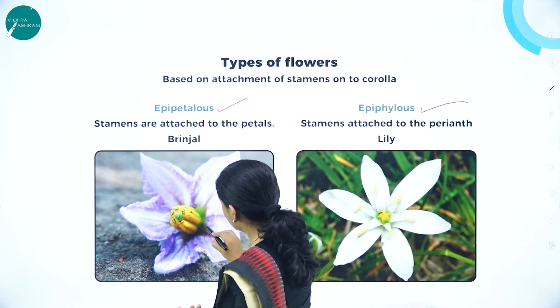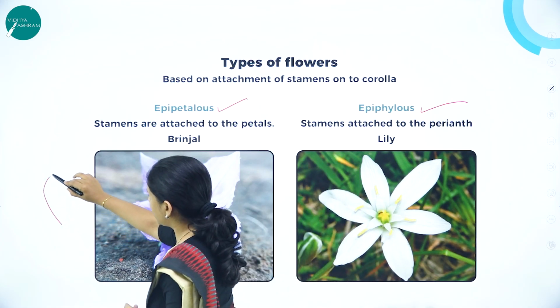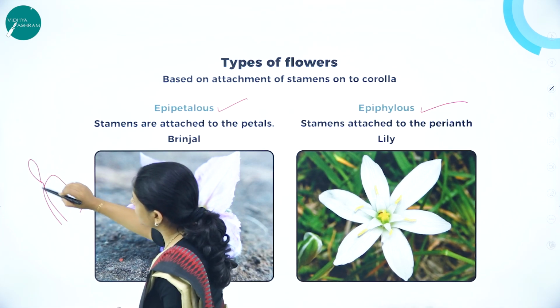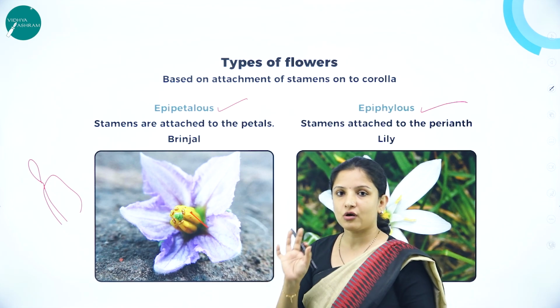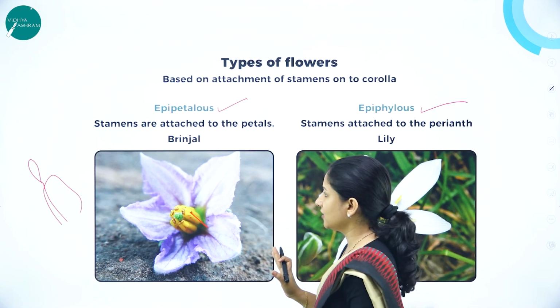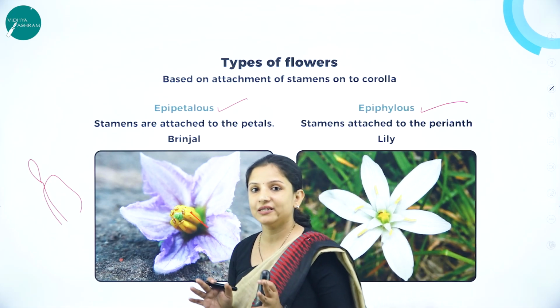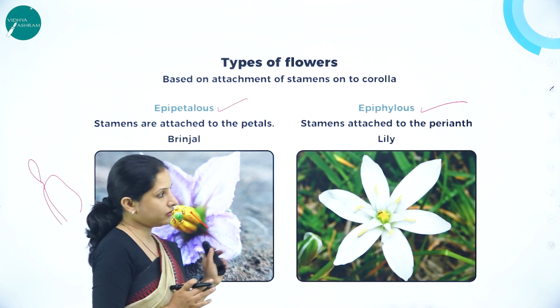If you can see the stamens, they come directly attached to the petals like this. If I draw a petal here, they come attached to the petal and then the stamens will be free. The filament, or stalk of the stamen, will be attached to the petal. Such a condition is called epipetalous stamen, which is commonly seen in Solanaceae members. Here I have taken the example of a brinjal flower.